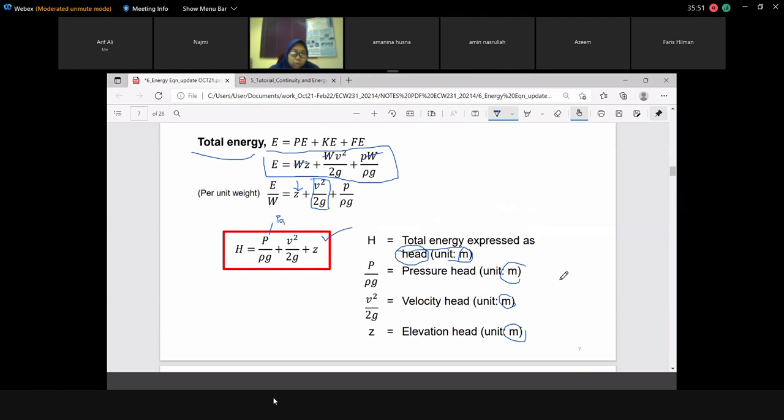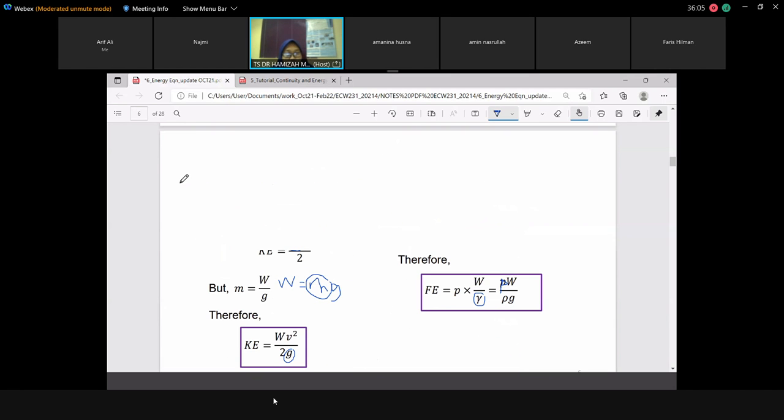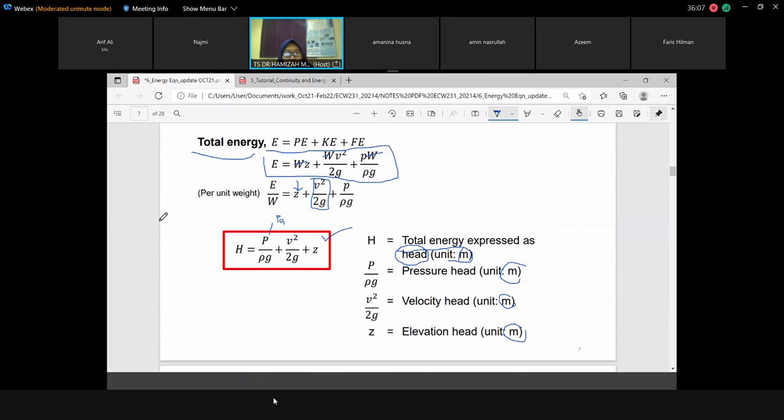Okay, for this part on total energy, any questions? Don't they understand? Is it okay? No questions, doctor. Okay, this is the formula that you need to remember for total energy head.